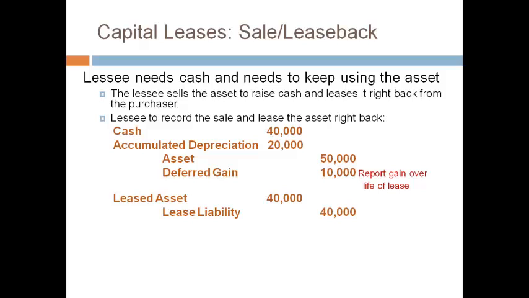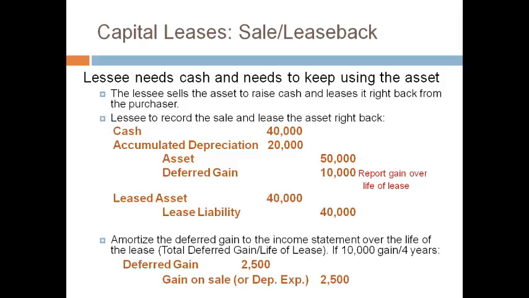The lessee records the sale of an asset, which is a debit to cash received, and removes the asset and accumulated depreciation. The entry will not balance, and typically a gain or loss is recorded. In this case, the gain cannot be recorded all at once for the full amount because the lessee is still using the asset and in substance really didn't sell it. A gain is recorded as a liability account called deferred gain, and it is amortized into gain on sale or a reduction to depreciation expense, a little each year over the life of the lease.